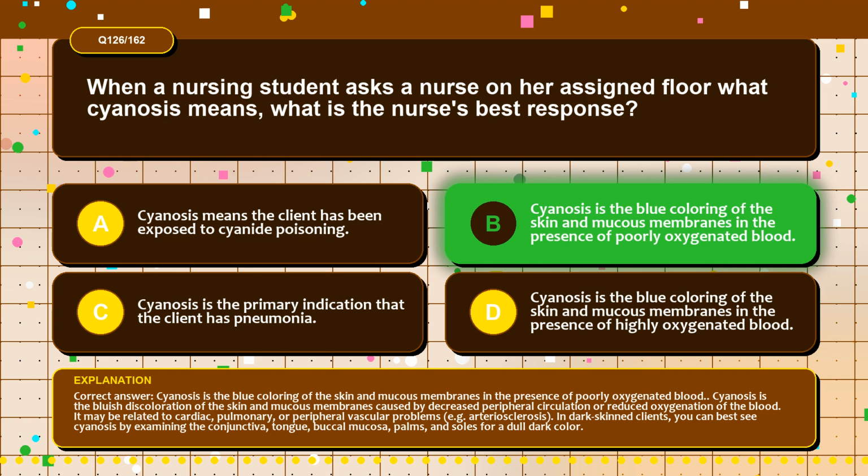Cyanosis is the bluish discoloration of the skin and mucous membranes caused by decreased peripheral circulation or reduced oxygenation of the blood. It may be related to cardiac, pulmonary, or peripheral vascular problems, for example, arteriosclerosis. In dark-skinned clients, you can best see cyanosis by examining the conjunctiva, tongue, buccal mucosa, palms, and soles for a dull dark color.